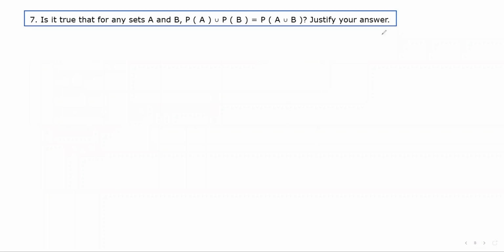Is it true that for any sets A and B, power set of A union power set of B is equal to power set of A union B? Justify your answer. Now, giving a justification is equivalent to proving a statement if it is at all true. If it is false, give an example, and that would be the justification of a false statement. So they're asking you if it is true. We'll try and prove it. If we can prove it, then the condition is true, else the condition is false, in which case, obviously, the example.